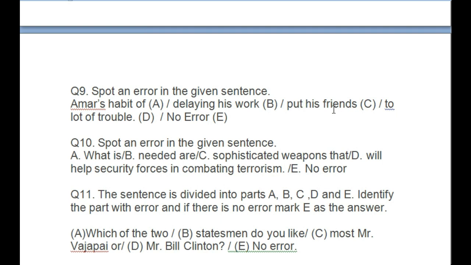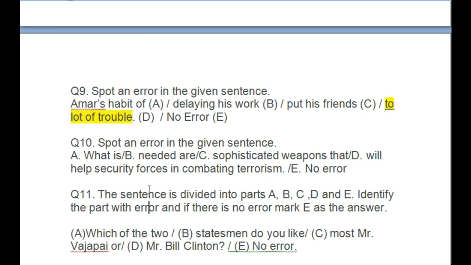So, put his friends to lot of trouble. When we say putting something to a lot of trouble, it should have a fixed article: it is "a lot of trouble". So it should not be "lot of trouble", it's "a lot of trouble". So the error was with the article, which was not given, right? So this was an article error. The article must be written here, and the error is in part D. Correct? Okay.